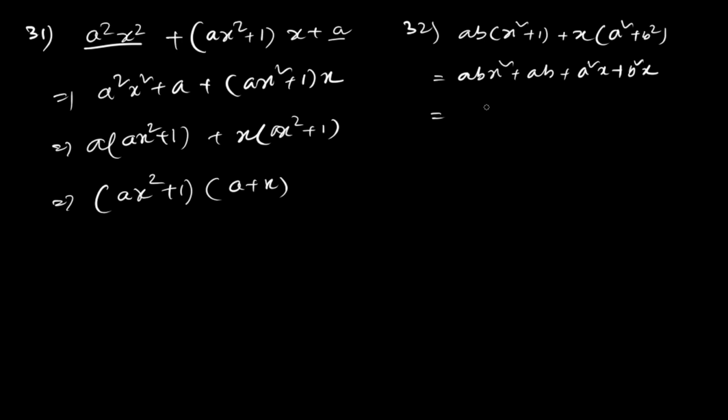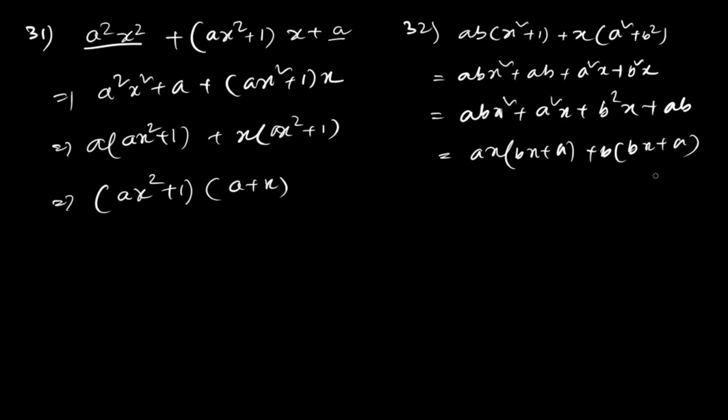bx plus a. Okay, abx square plus a square x. I don't know what's gonna happen, but I'm gonna write like that. So I can take ax common, so I'll be left with bx plus a, and then I can take b common, I'll be left with bx plus a, and then I can choose bx plus a as a common term, so I'll be left with ax plus b.